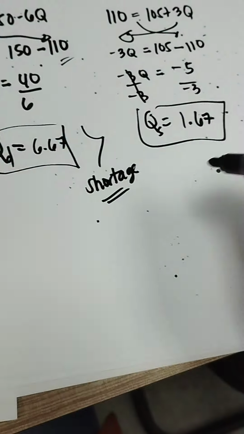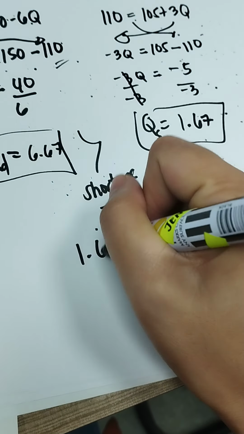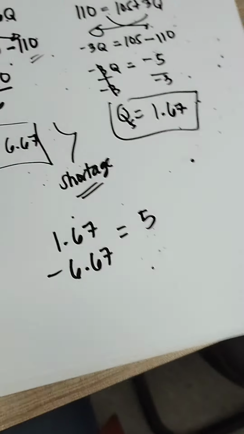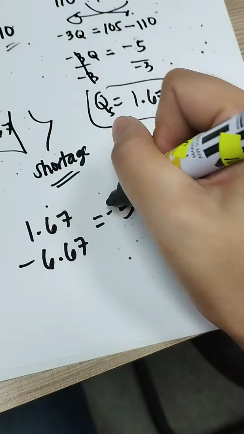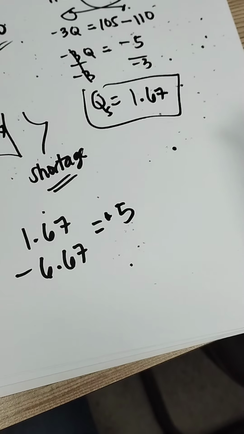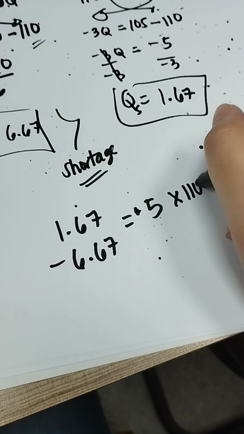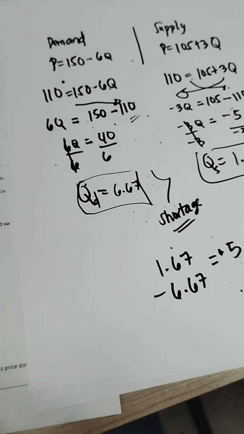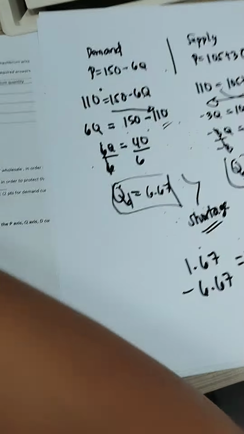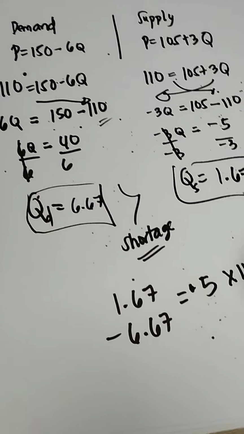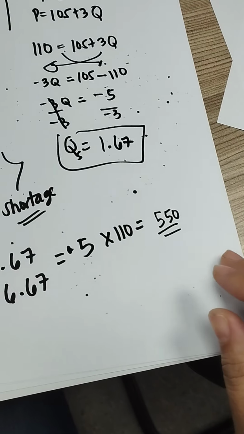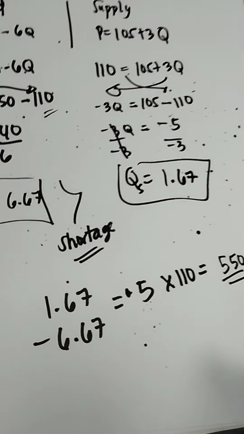Now, let's get the difference between the QD and the QS. So, QS first, 1.67 minus 6.67. The answer is negative 5. There is a shortage of 5. But let's just say it's 5. We ignore the negative sign because it just means that your QD is greater than the QS. Now, the price is 110, right? So, 5 times 110 is equal to 550. So, that's the value of the shortage. Okay? So, that's for number 1.